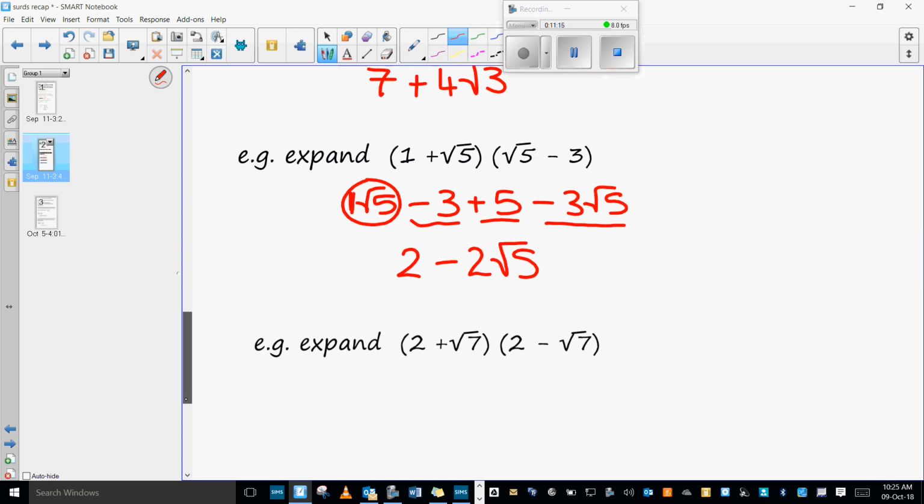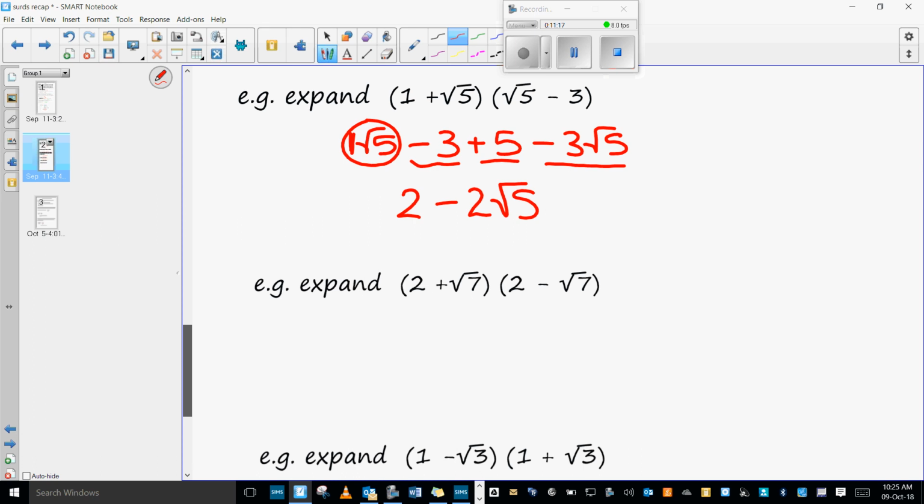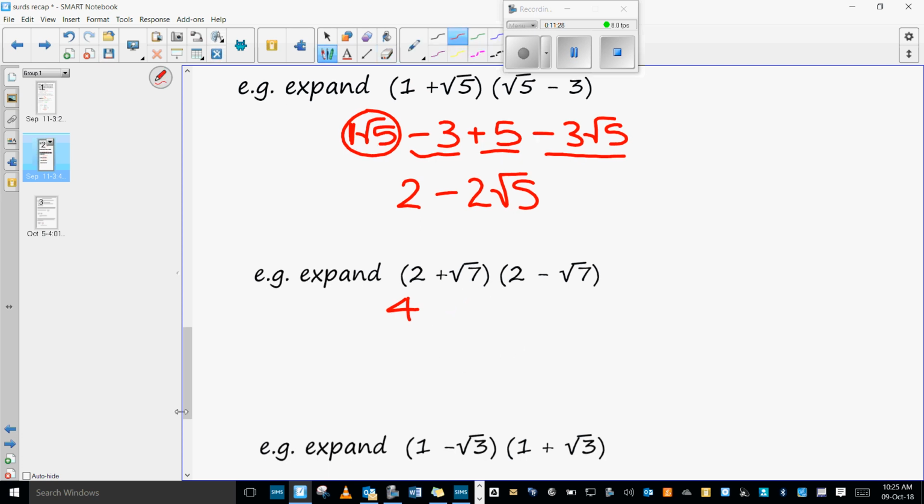And 2 plus root 7, 2 minus root 7. Okay, again, following FOIL, we've got 4 minus 2 root 7 plus 2 root 7 minus 7. What happens to the middle term here? It becomes 0, so you end up with 4 subtract 7.